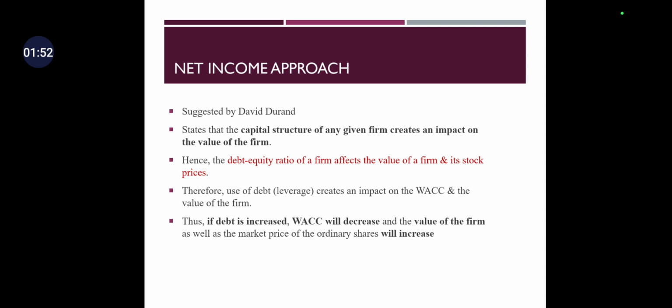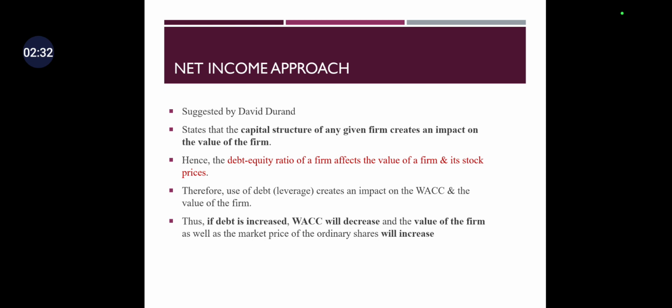Mainly how it's going to affect the value of the firm, whether it's going to increase or decrease, anyway it's going to affect. Maximum, what the net income approach says is whenever you are using debt content in your capital structure, it increases the value of the firm and declines the overall cost of capital. Your cost of capital will come down. If your cost comes down, automatically your return will be at maximum, right?